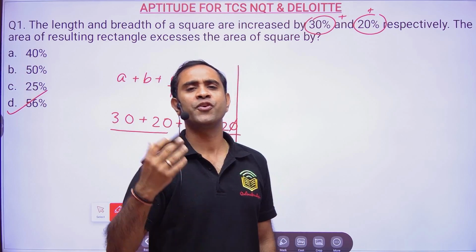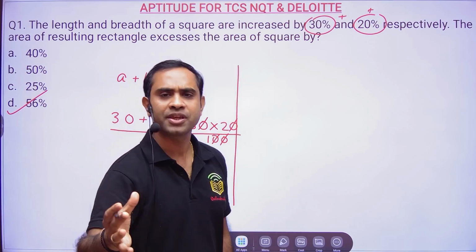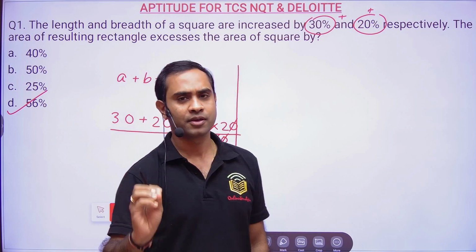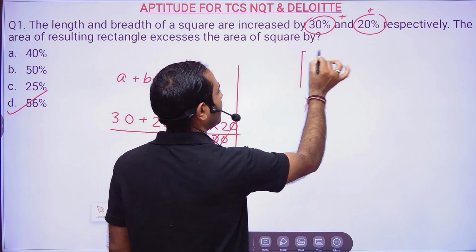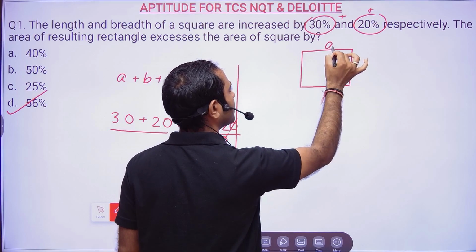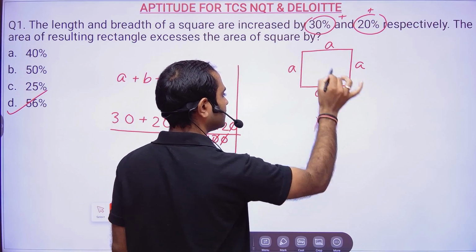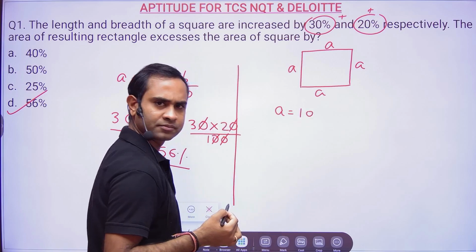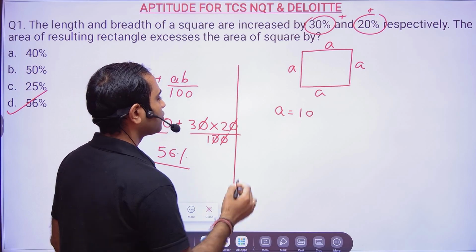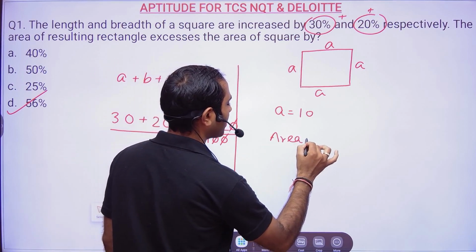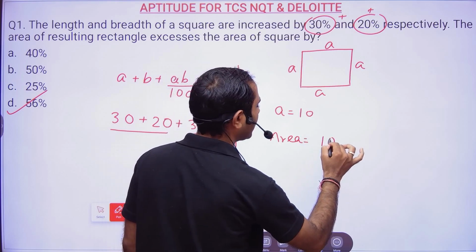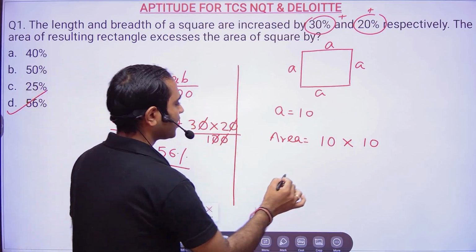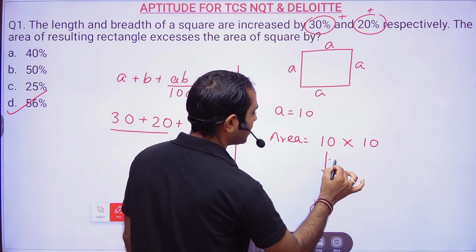Now many of you might not be using the formulas or do not want to use them. No problem. Concept always prevails over the formulas. You know a square, right? It has 4 sides and all 4 sides are equal. So let us assume the side of the square is 10. What will be the area of the square? Area of a square will be side square, that is 10 into 10, side into side.